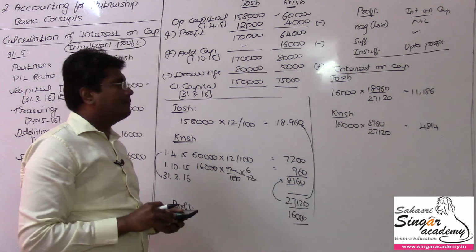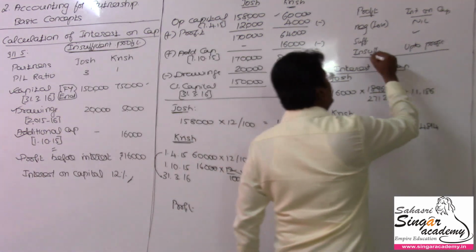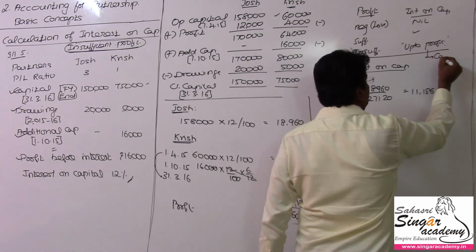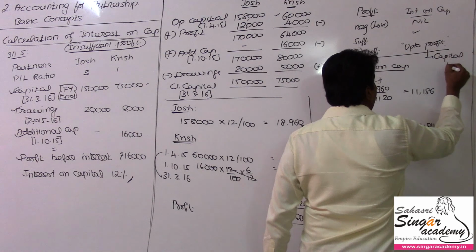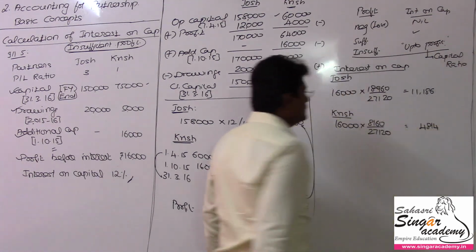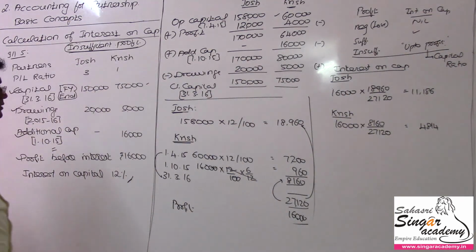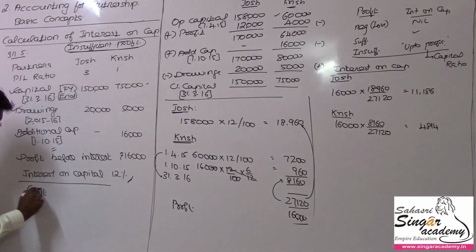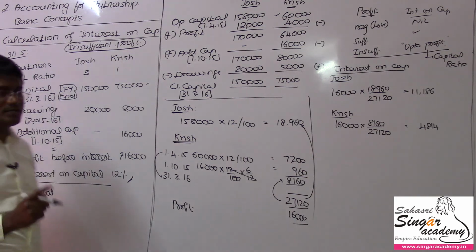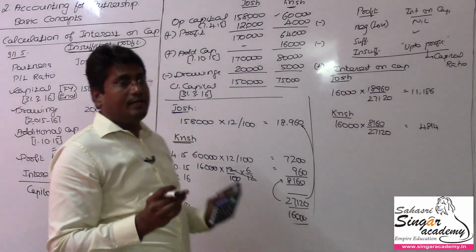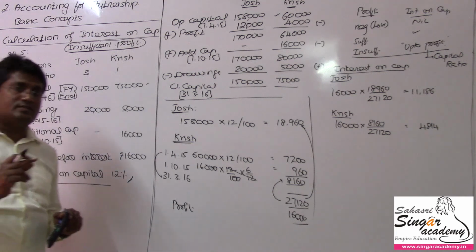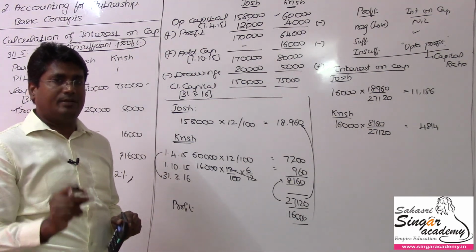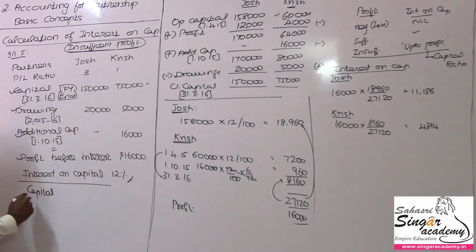This is one way, or simply in the case of insufficient profit, you can distribute using the capital ratio. What is called capital ratio? Here the capital of Joe's. To find out the capital ratio, if there is no additional capital or withdrawal against the drawings, no problem. If there is any withdrawal against capital as well as additional capital, the capital will be the weighted average capital. That weighted average capital will be calculated this way.